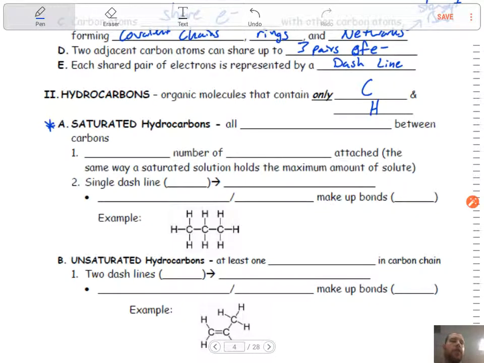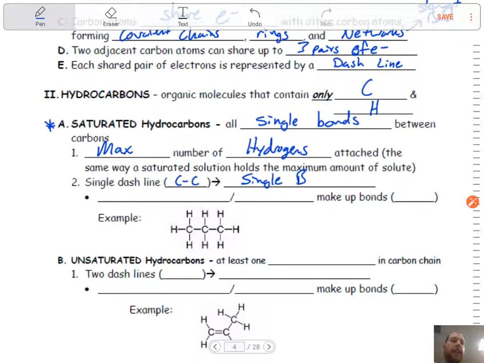Okay, saturated hydrocarbons, guys, are all single bonds. So when you look at a structure, it's only single bonds that you see. All right, they have the maximum number of hydrogens that can be attached. That's the same way a saturated solution holds the maximum amount of solute. That's what's going on here with a saturated hydrocarbon. It has the most hydrogens possible. So you have a single dash line, so if you had 2 atoms with 1 dash between them, there's a single bond.